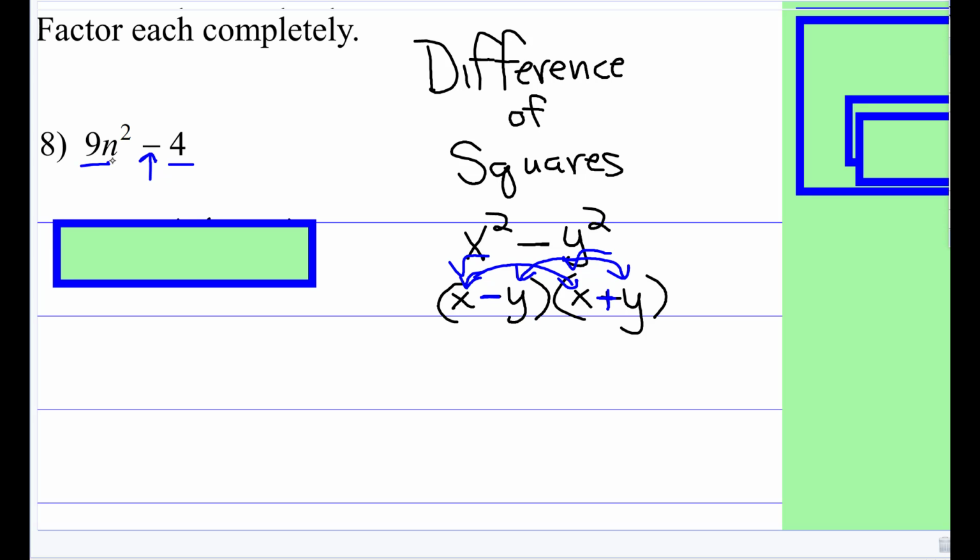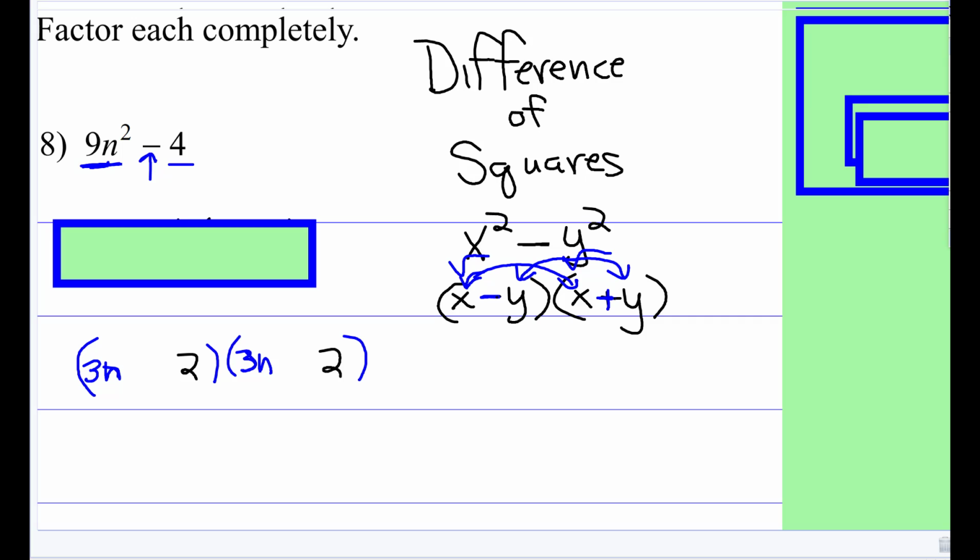So for example, the square root of 9n squared would be 3n. So in parentheses, a 3n would be the first term in both of those. Well, the square root of 4, let me change that color, is 2. So you'd put a 2 in each of those, and then one would get subtract, one would get add.